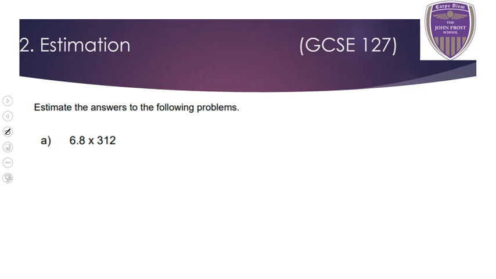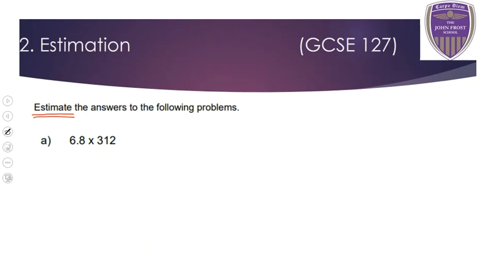All right, so to be able to estimate the answers to problems, we should really be rounding all of the numbers to one significant figure, so making them as easy as possible, and then doing the answer afterwards. Okay, so it clearly says estimate in these questions. So I know that probably everyone watching this could work out 6.8 times 312 if they really wanted to, okay, by using the box method and whatever, but this is not what the question's asking us for.